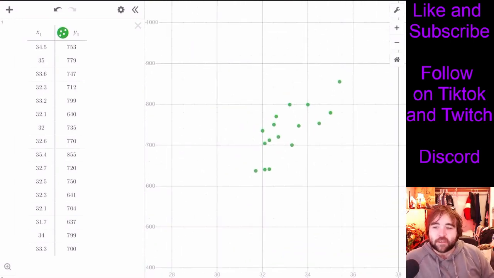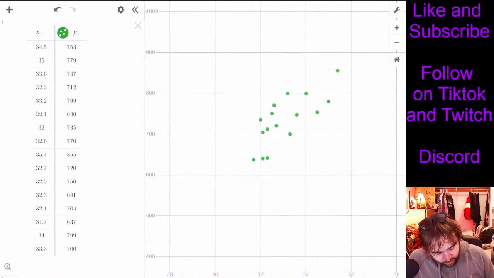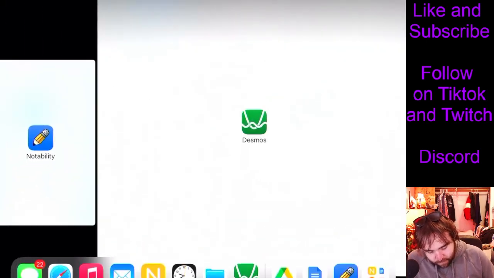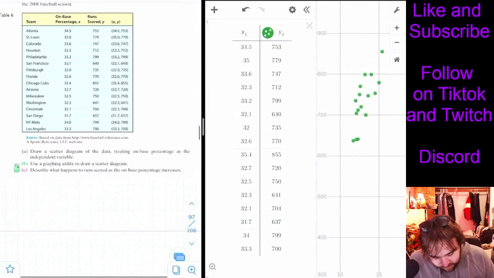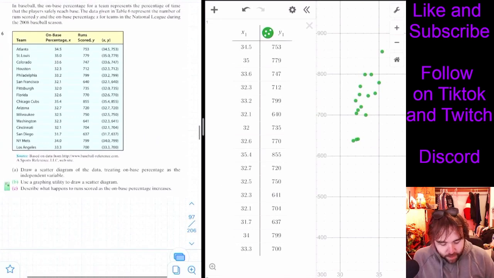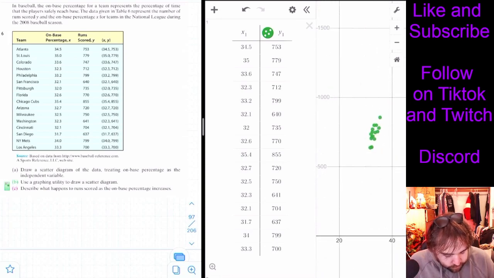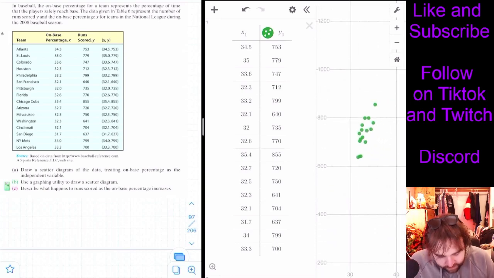And then they ask us to say what happens as X goes up. What are the variables? Let's side by side it. So they say what happens to the runs scored as the on-base percentage increases. Well, it looks like it goes up, right? As the X variable goes up, the Y variable goes up. X is the on-base percentage. As the on-base percentage goes up, the runs scored also goes up. And that makes sense, for sure.